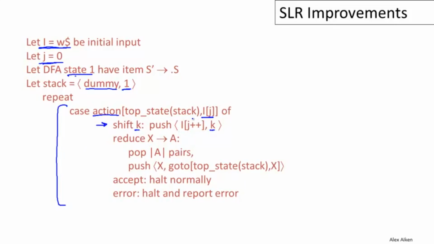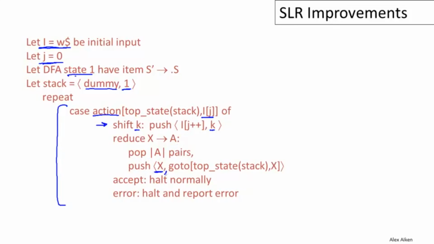Now, what about the reduce moves? This one's a little bit interesting. First thing we're going to do is pop a number of pairs off the stack that's equal to the length of the right-hand side. So we pop a number of items off the stack that's equal to the length of the right-hand side of the production. And then what do we push onto the stack? Well, we're going to push the non-terminal on the left-hand side onto the stack.